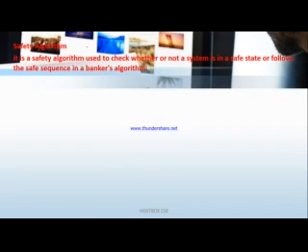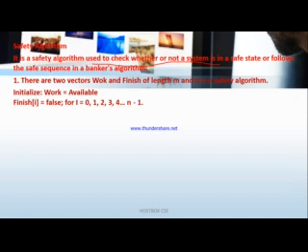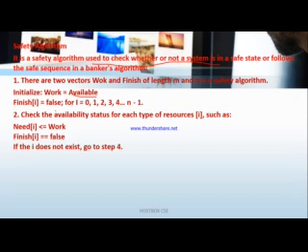So here, before going to the safety algorithm, how do you say whether the system is safe or not? With the safety algorithm, you check whether or not a system is in a safe state, following the safe sequence of the Banker's algorithm. There are two vectors, Work and Finish. Initially, Work is equal to Available, and the important condition is Need of i is less than or equal to Work, with Finish of i equal to false.